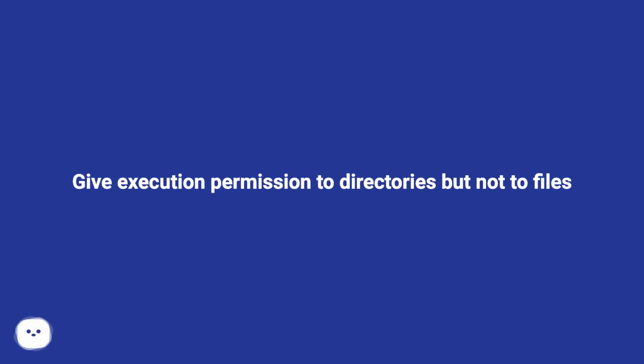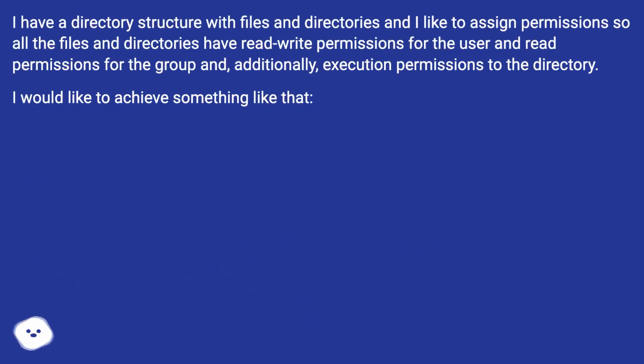Give execution permission to directories, but not to files. I have a directory structure with files and directories, and I'd like to assign permissions so all the files and directories have read-write permissions for the user and read permissions for the group, and additionally, execution permissions for the directories. I would like to achieve something like that.